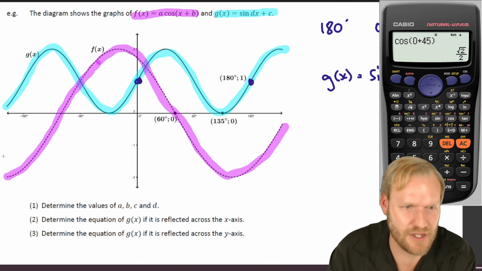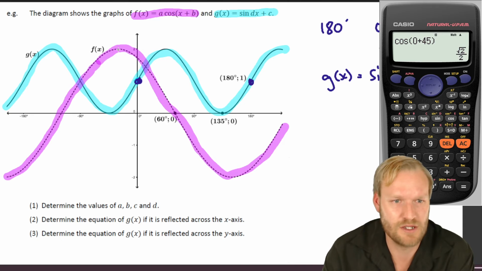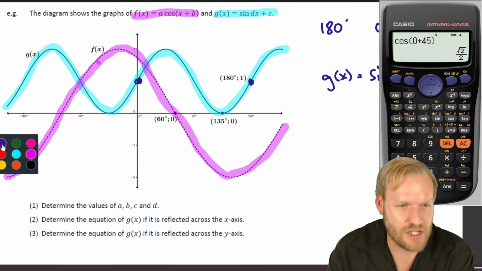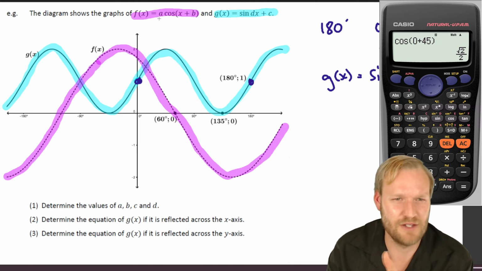Now we can do the same thinking for our other graph, for our cos graph. It looks like it's moved left a little bit. And what are we told? We're told 60 and 0. So again, we've got our general cos graph in mind. It's been stretched. So let's start with the a value. I think that's normally easier.